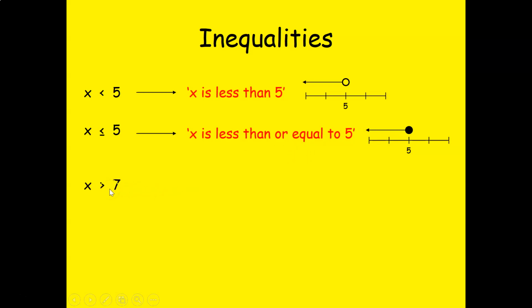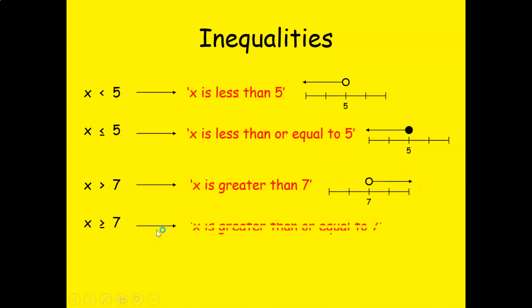X is greater than 7. And its graph is a circle and an arrow going to the right. X is greater than or equal to 7. And its graph is a solid dot and an arrow going to the right. So remember, if there is no equal sign, it's just a circle, but if there is an equal sign, it should be a solid dot.